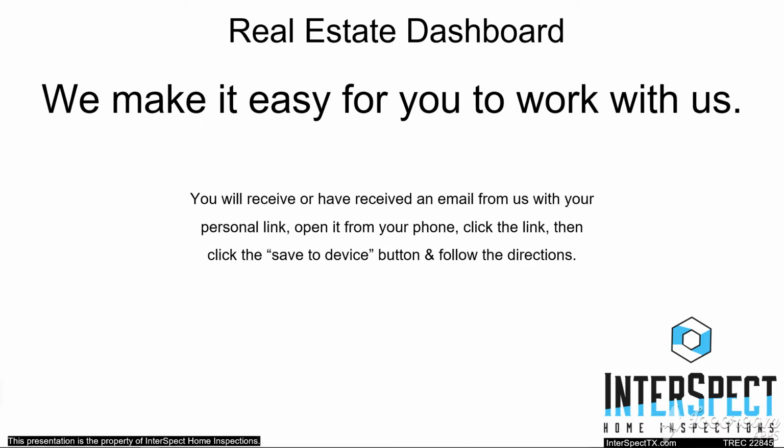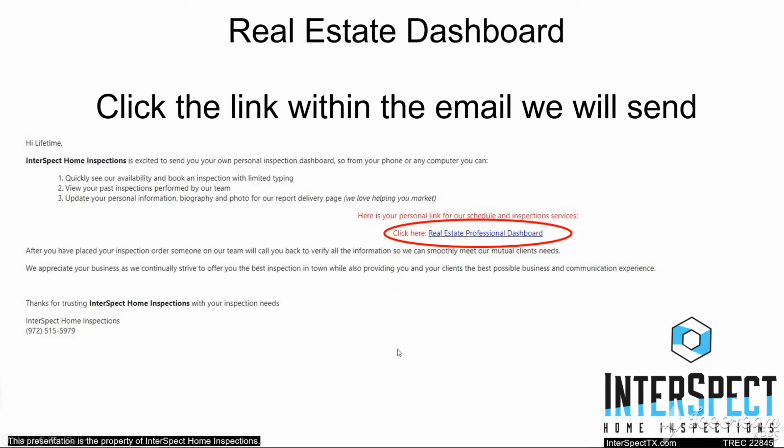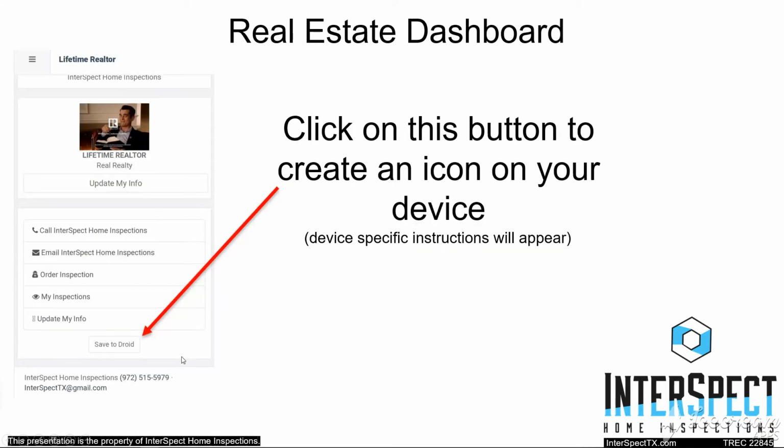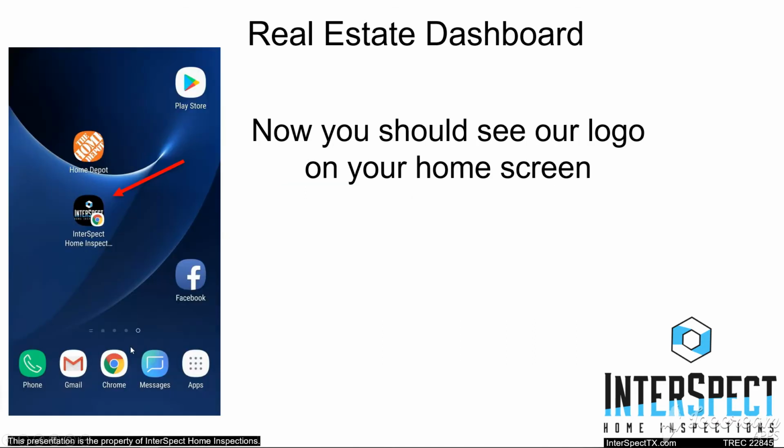So you will receive, or you have received, an email from us with your personal link to this app. We'll want you to open it from your phone, so you can click the link from your phone. Then once you click on the link, it'll take you to a web page, and click the Save to Device button at the bottom of the landing page, and then follow the directions. It'll have specific directions for your device, whether it's Android or Apple. So click the link, save it to your device, and you will have the icon and app and portal at your disposal.